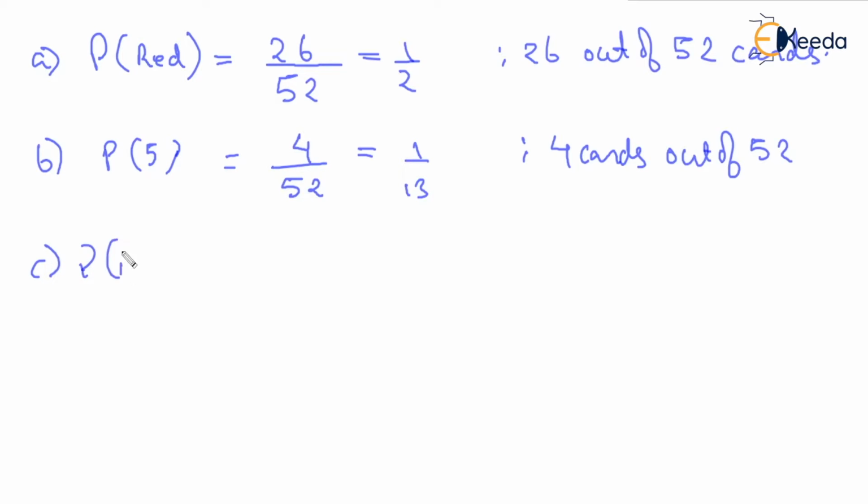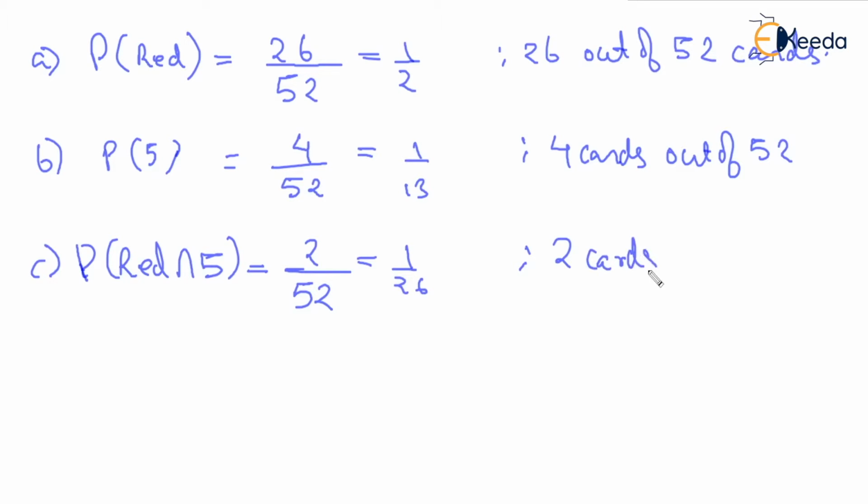Probability of red and 5. So out of 52 cards, we have 4 cards which are 5, and of them 2 are black and 2 are red. So we need the card to be red and 5 both. So this is 2 out of 52 cards. So that is 1 by 26.